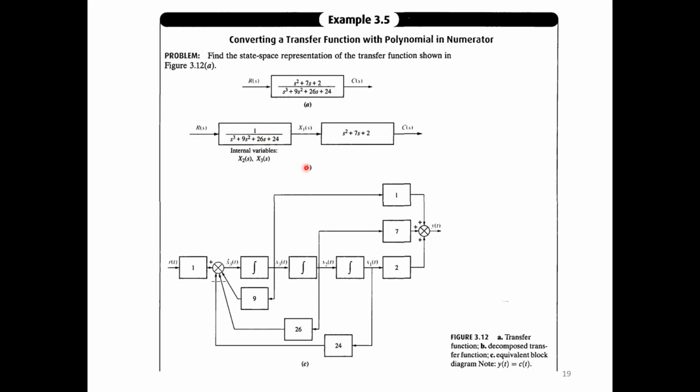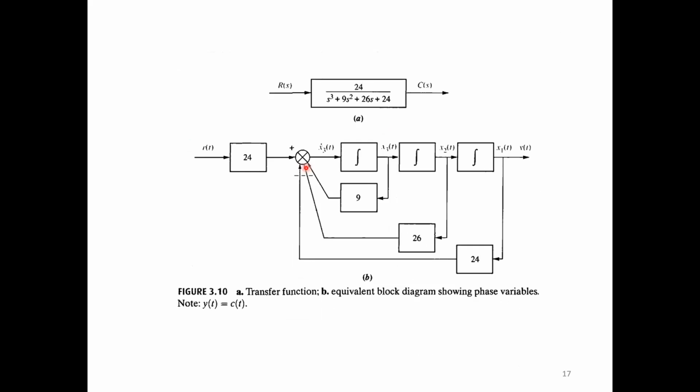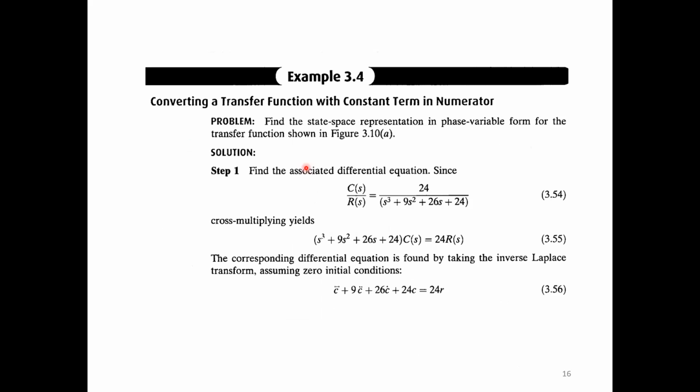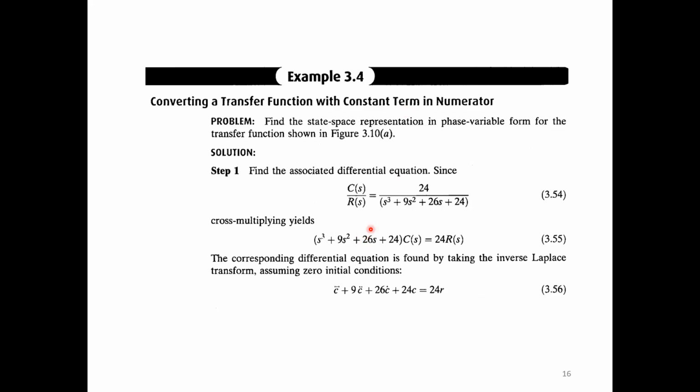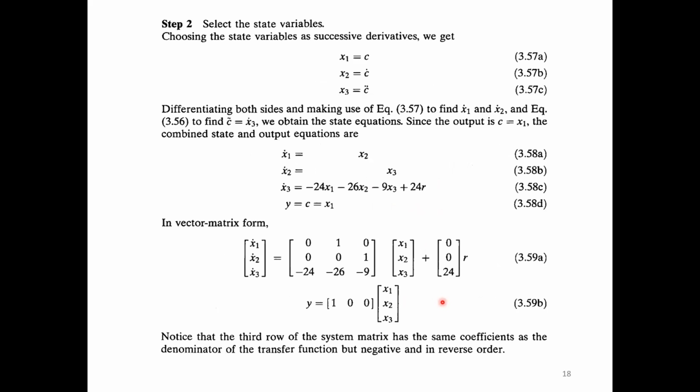And for this, you have to look at the previous one. This figure, so look at this figure. 24 by s to the power 3 plus 9 is the same. Now for this, C(s) by R(s) equals this. So from here, you bring out this equation. Now for this equation, if you take the inverse Laplace transform, you can write like this. After that, take the variable and differentiate it, then you'll get the answer.